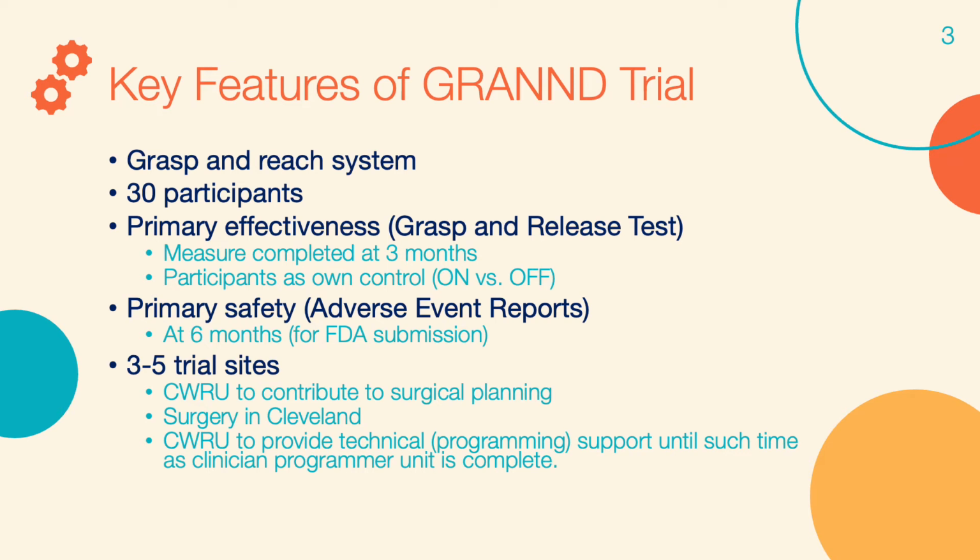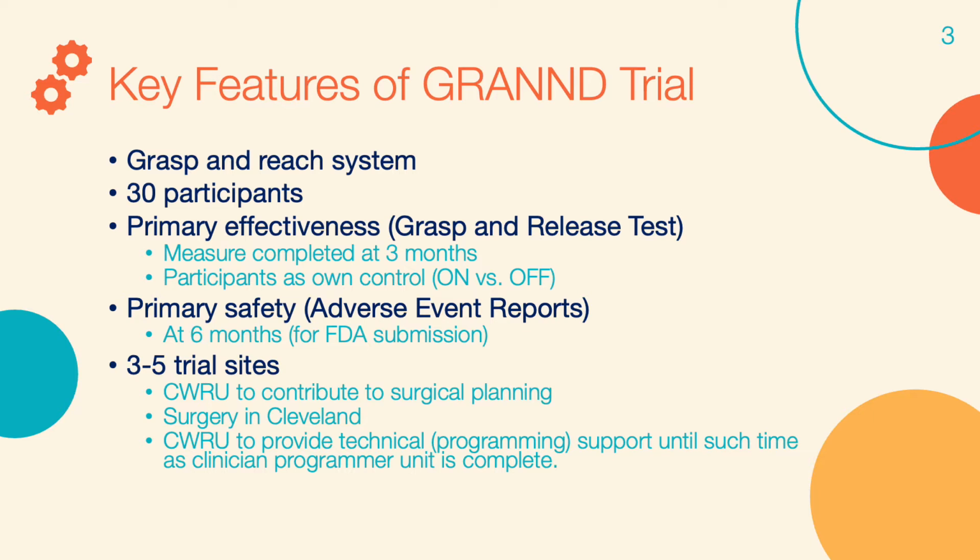The GRAND trial will implement an implanted network neuroprosthesis to restore grasp and reach in 30 participants with cervical spinal cord injury. Primary effectiveness of the network neuroprosthesis, or NNP, will be measured using the grasp and release test, administered at 3 months post-implantation, where comparisons will be made in performance with the NNP on and off. Therefore, participants will act as their own controls.